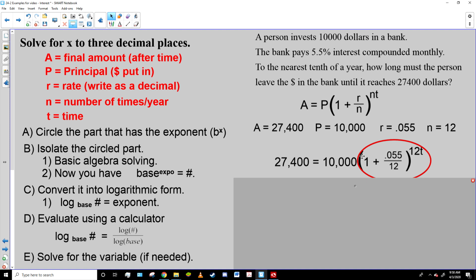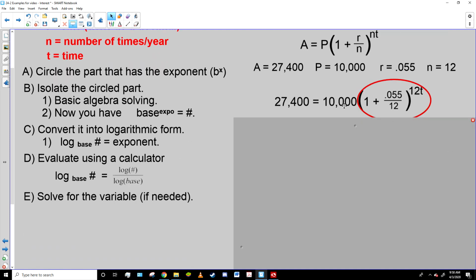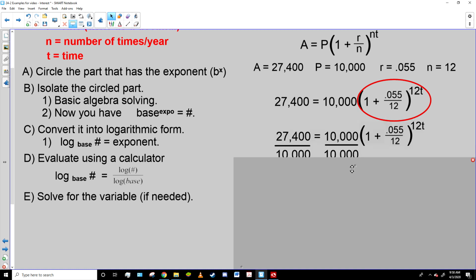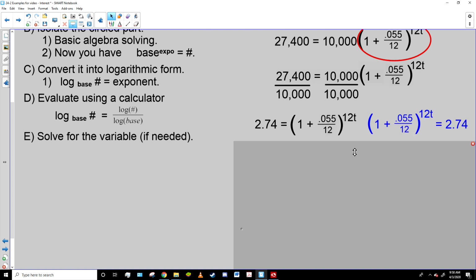So if I set the equation up, it looks like this. Final amount, initial amount, interest rate, 12 months, time is unknown. And so now I have my equation. I'm going to circle the part that has the exponent, which is this great big parentheses part. So who's not in the parentheses? The 10,000. That's the part I need to get rid of. How do you get rid of times 10,000? With a divide by 10,000. And that gives me this, 2.74.